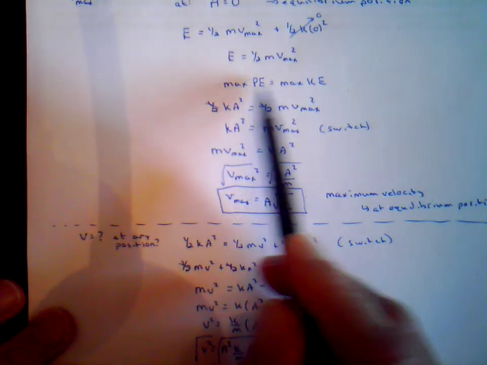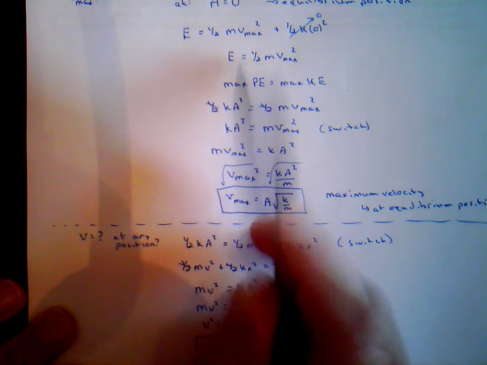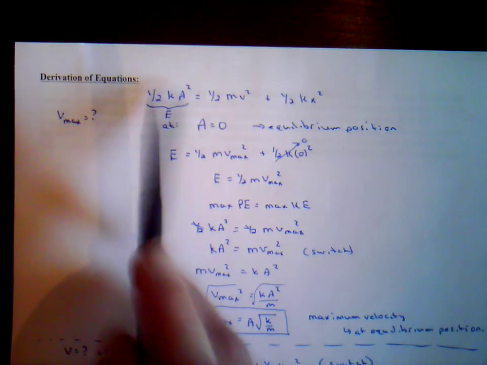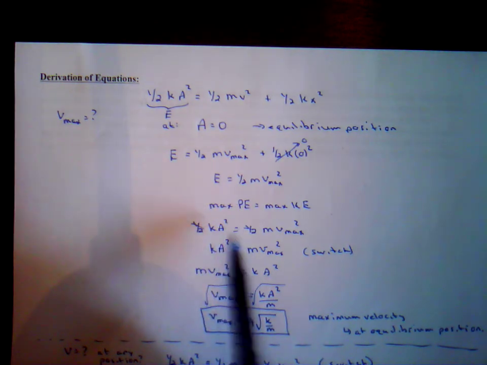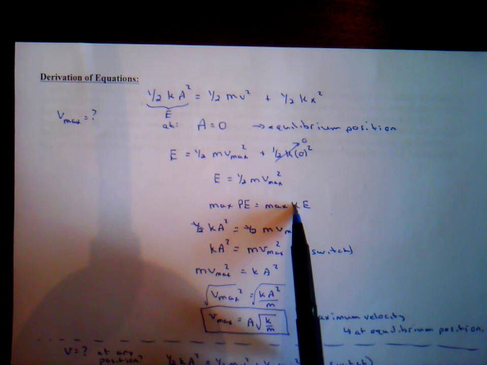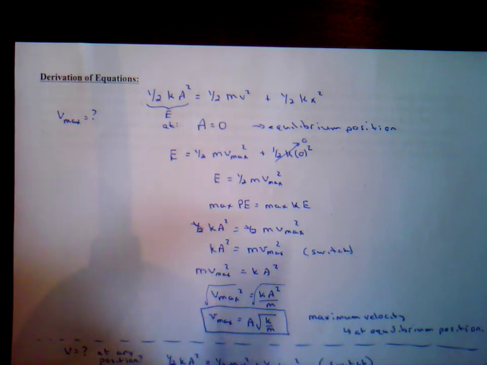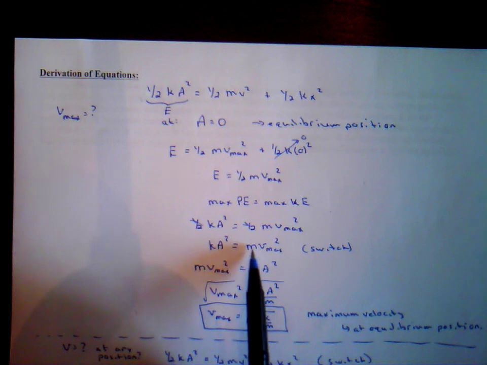Remember, maximum potential energy is the same as the maximum kinetic energy, because this maximum kinetic energy must equal the total energy of the system. So then, maximum potential energy is 1/2 kA squared. That must equal the maximum kinetic energy, because all that potential energy converts to kinetic energy at the equilibrium position. So we set those equal to each other. We cancel out the 1/2. It becomes kA squared equals m v max squared.